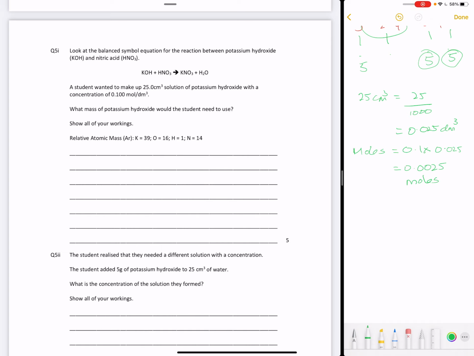So to find the mass, now the mass of 1 mole of potassium hydroxide is, quick calculation, 56. So the mass is, you have got 0.0025 moles times by 56. So you're going to need 0.14 grams. And there's your 5 marks. Pause the video and have a look if you're not sure.